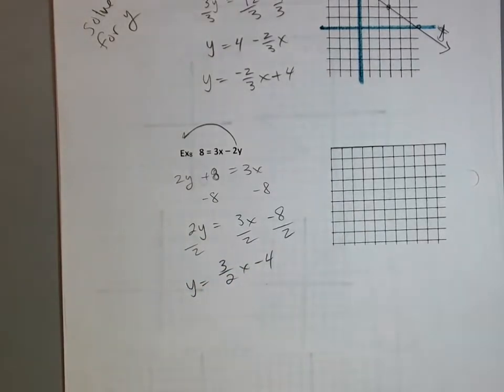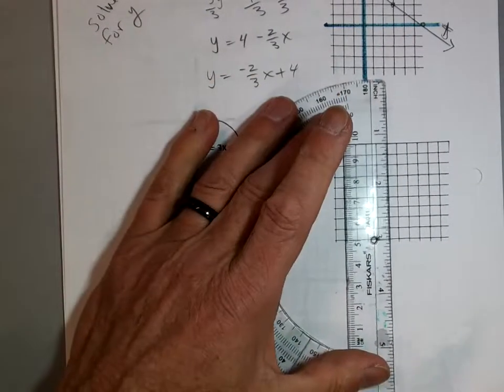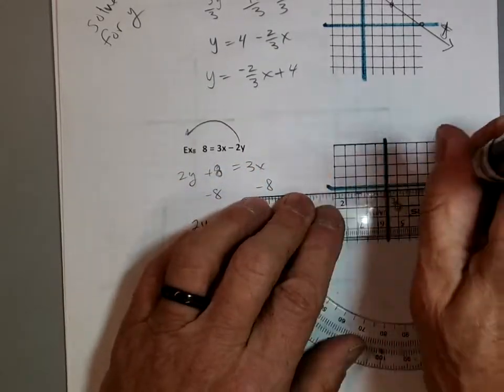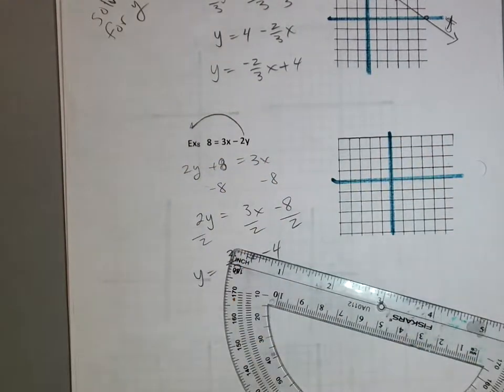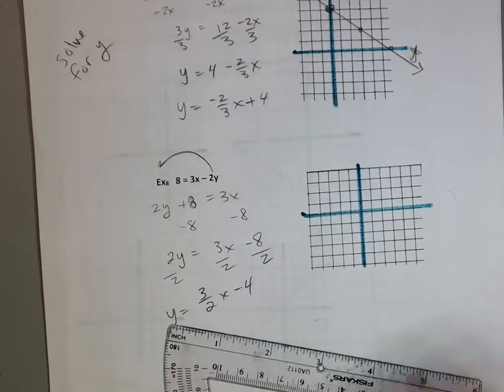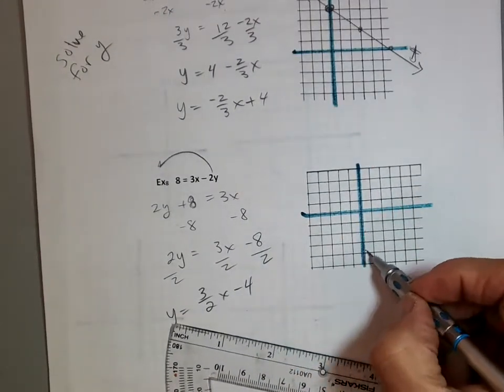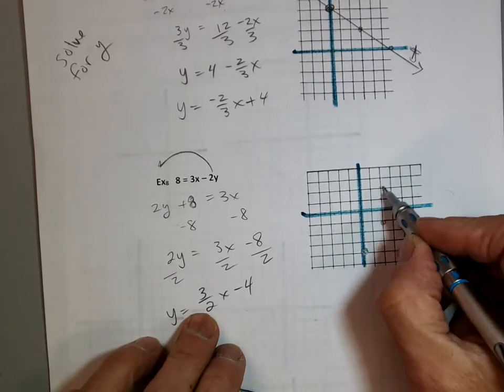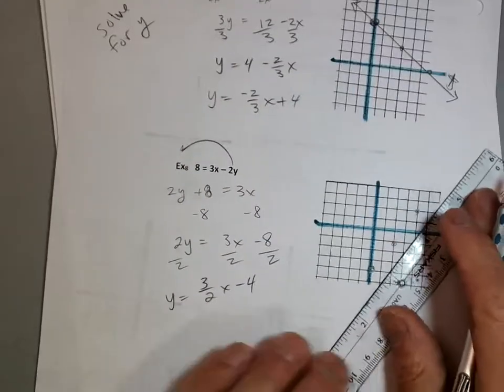Okay, not bad. XY axis. Hopefully everybody's good. This is not hard. This is Algebra 1 stuff, by the way. It's just a review of Algebra 1 stuff. Everybody should be able to do this. Okay, start at -4. 1, 2, 3, 4, up 3 over 2. Okay, there we go.